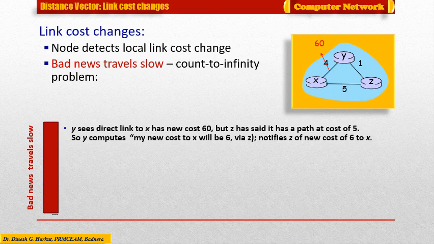Of course, with our global view of the network, we can see that this new cost via Y to Z is wrong. But only information node Y has, it has that its direct cost to X is 60, and that Z has last told Y that Z would get to X with cost of 5.